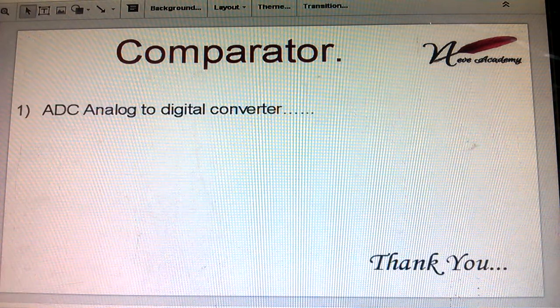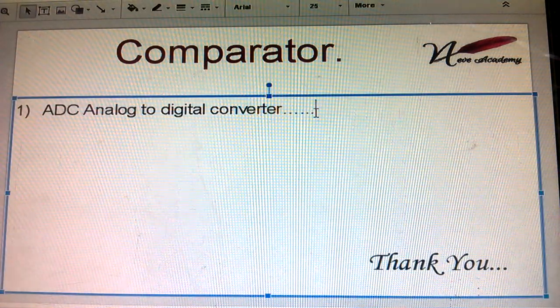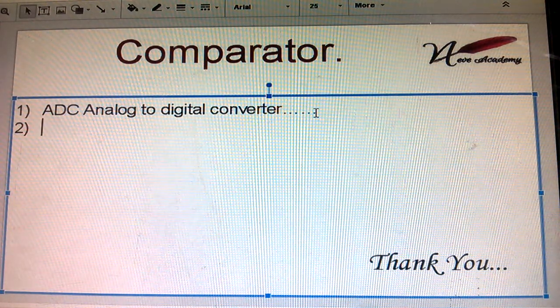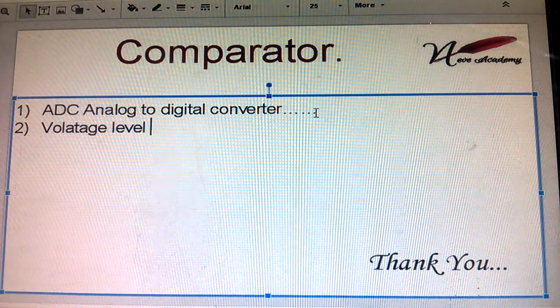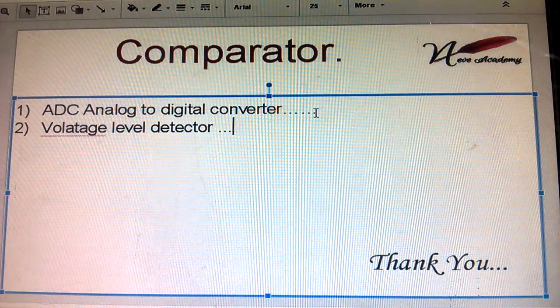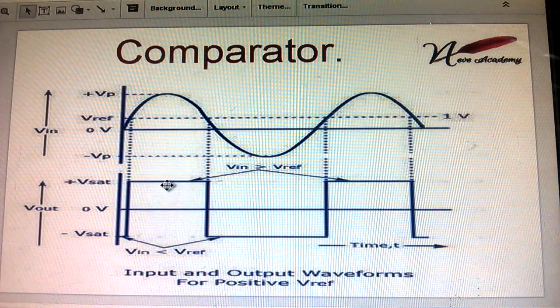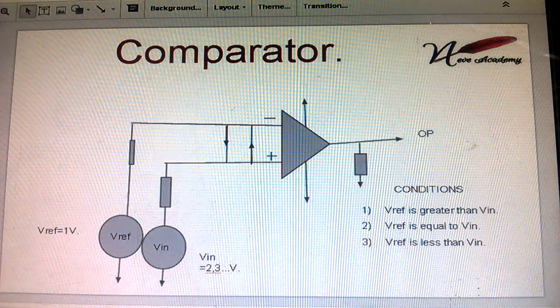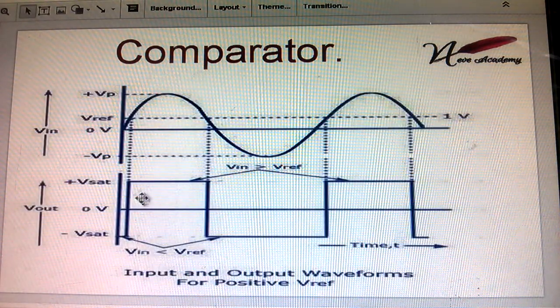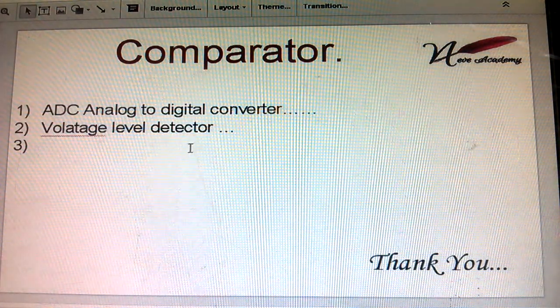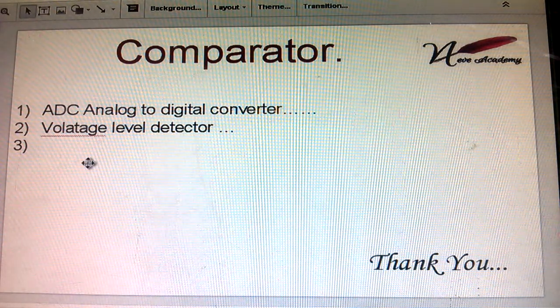It is also called a voltage level detector. Why do we call it a voltage level detector? Because when V in is greater than V reference, we compare them, which means we find a particular value, here I put 2 or 3. We find the particular value by the peak value of the signal, so we detect the voltage. Hence we also call it a voltage level detector.